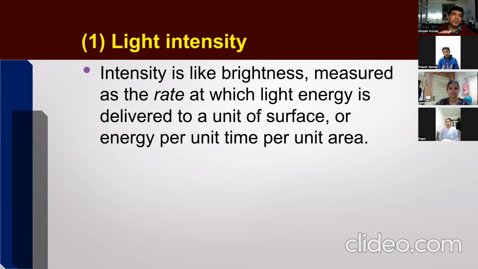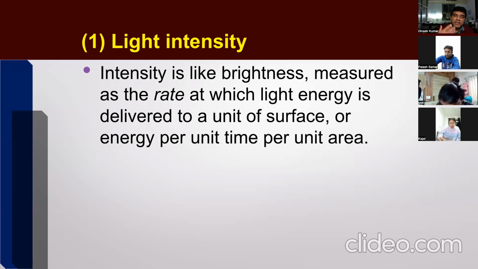Sometimes you see light is not so bright, and your eyes are okay. Many times you need to wear glasses, or many times you need to put a cap on your head. That means light is too bright for your eyes to accept it. So the brightness of light is called intensity. Higher the brightness, higher is the intensity of light.